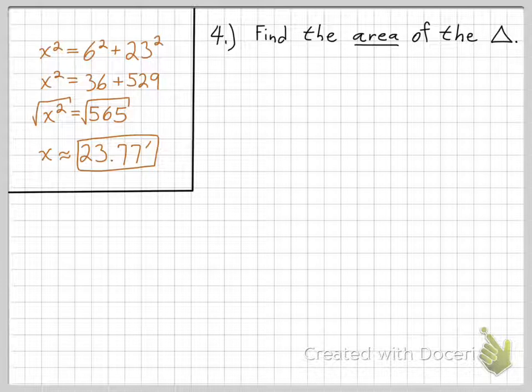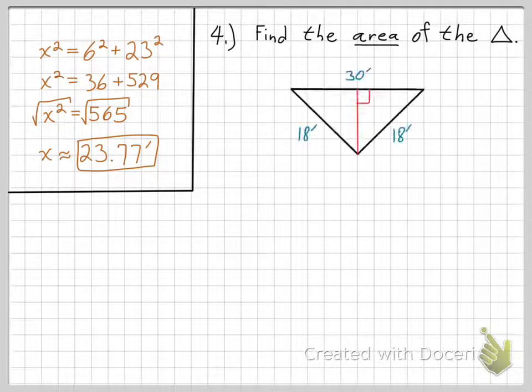Okay, this next problem is kind of an interesting problem. It says find the area of the triangle. Okay, find the area of the triangle. So we have this triangle here, and it's clearly an isosceles triangle because we have that this is 18 feet and that's 18 feet. So it's an isosceles triangle.